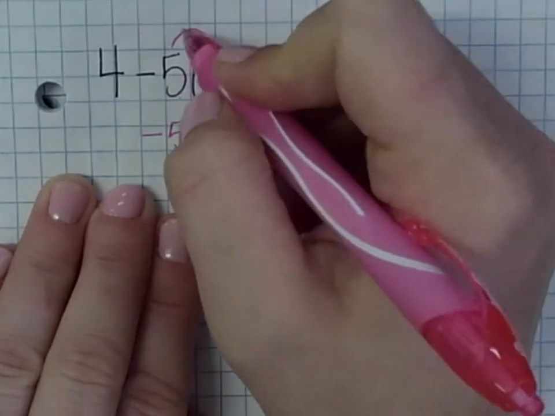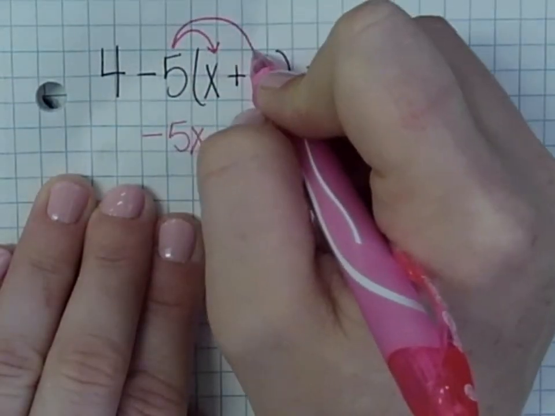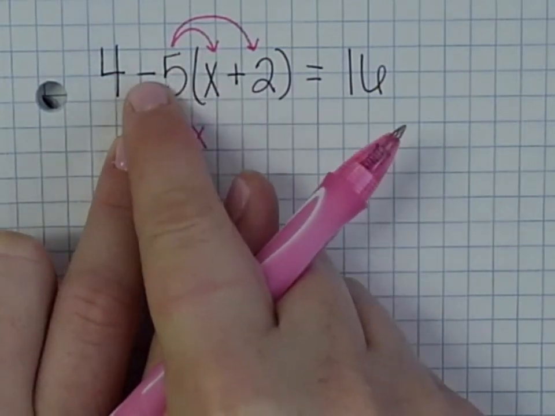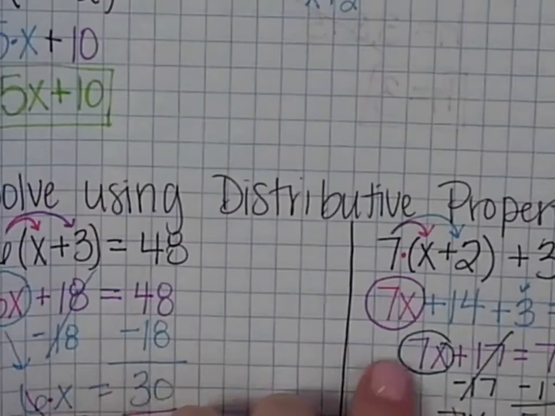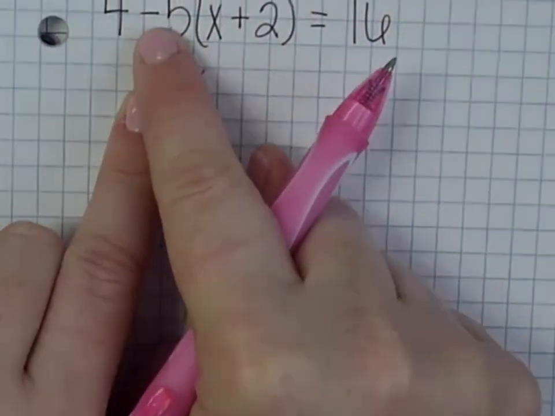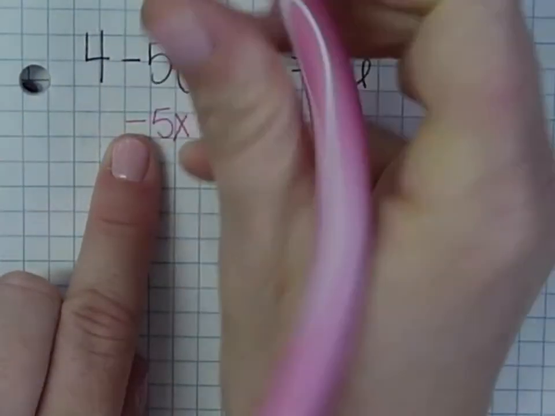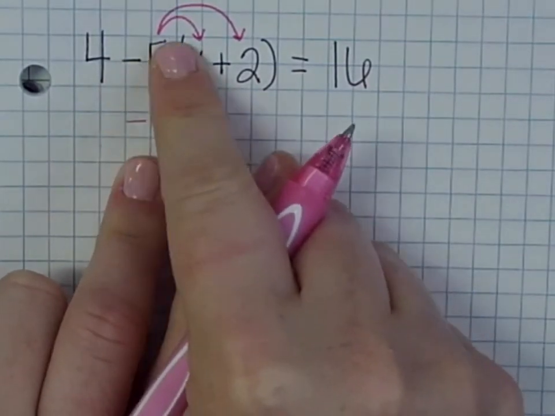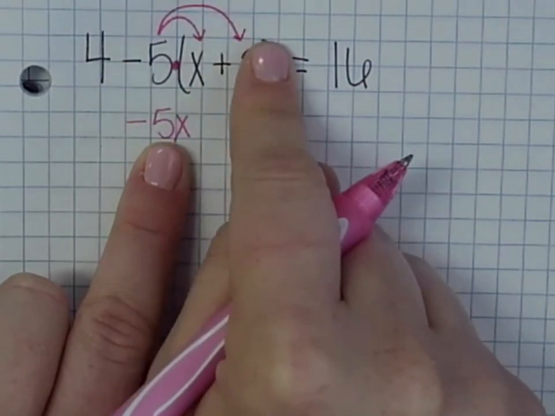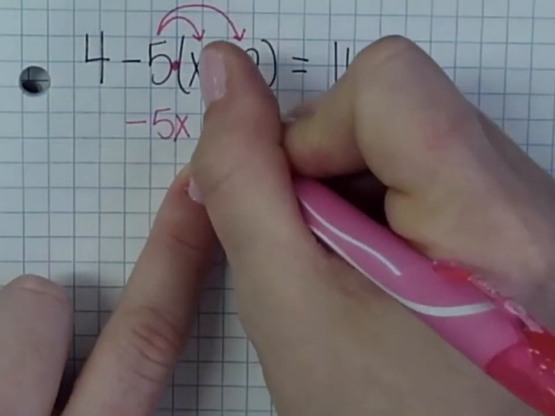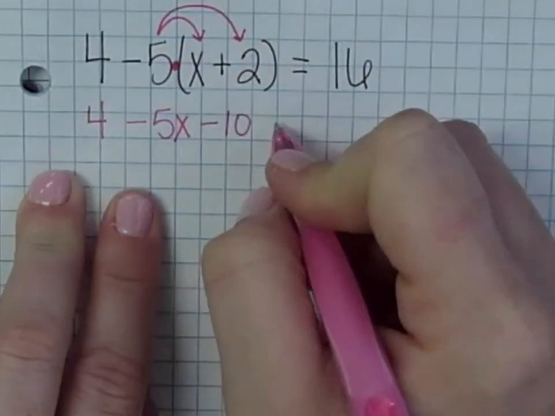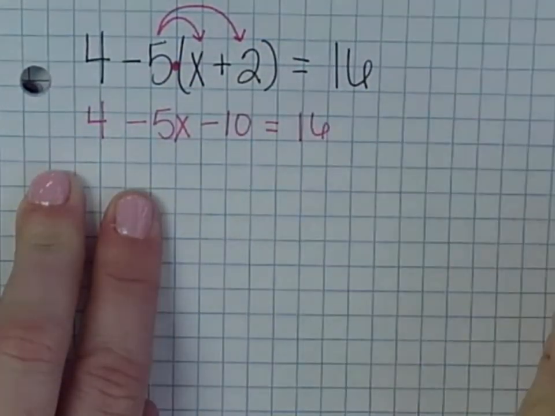-5x. Then I need to do -5 times +2. So notice that -5 needs to stay with it. The ones that we were doing were all +7s or +6 or whatever. So since it's -5 times this parentheses, a negative times a positive x would just be a -5x. A -5 times a +2 would be -10. Bring down the 4, bring down the equals, bring down the 16.